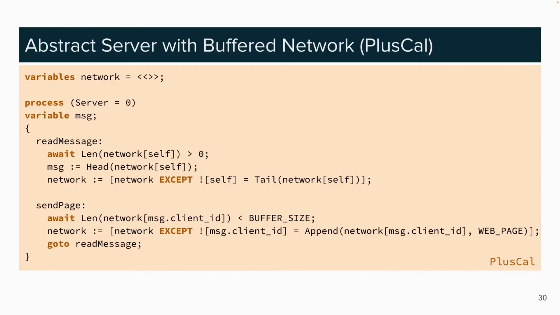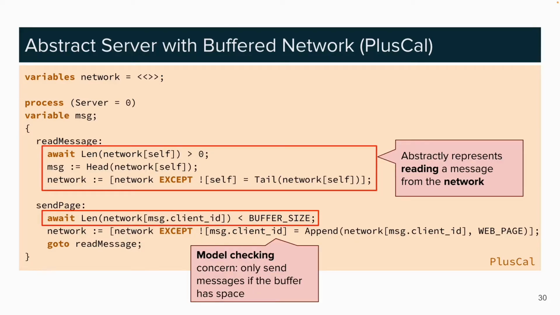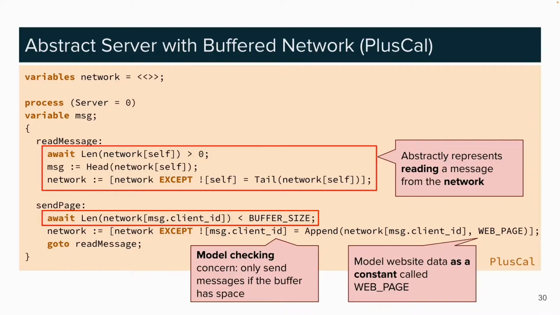As we said before, almost all the read message part is the model checking code. And in the send page part, because we want to have a buffered network, we had to simulate the behavior of a buffered network here. Also, another problem is that file system interaction is not explicitly modeled, and just a constant has been considered as the file system output.